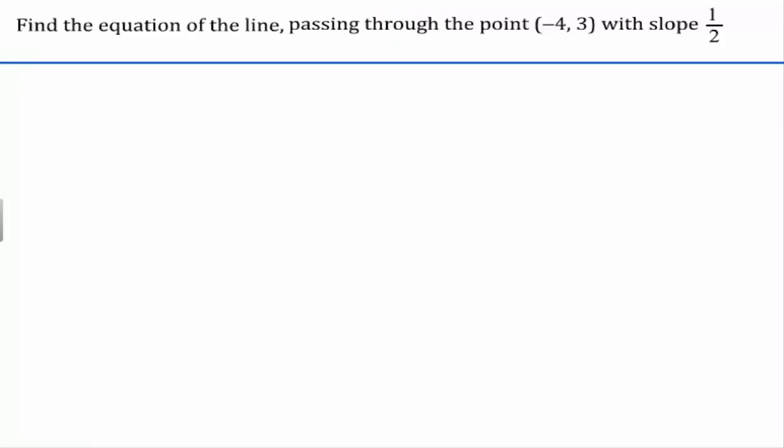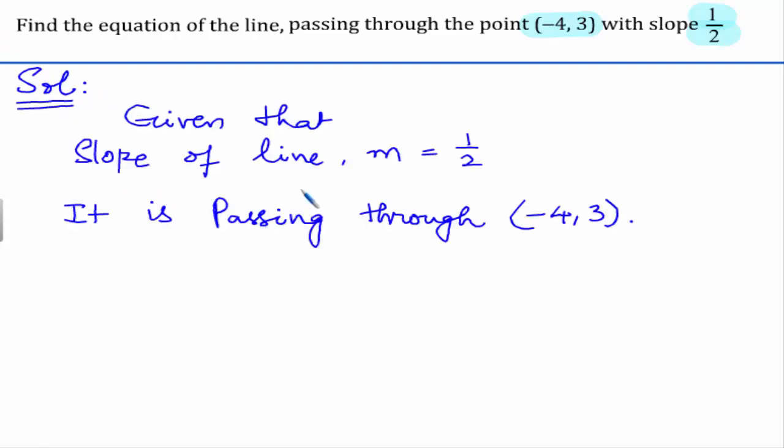In this question, we need to find out the equation of a line under the condition that the line is passing through the point and its slope is also given to us. Let us see the solution for this now. Given in the question is the slope of the line is half, which is taken as m here, and the line is passing through the point -4, 3.